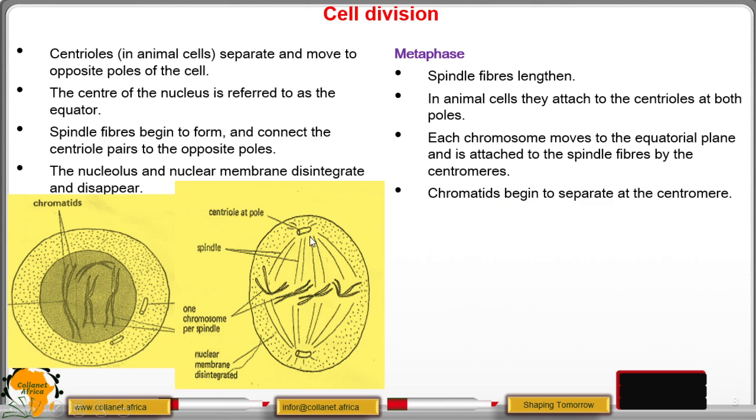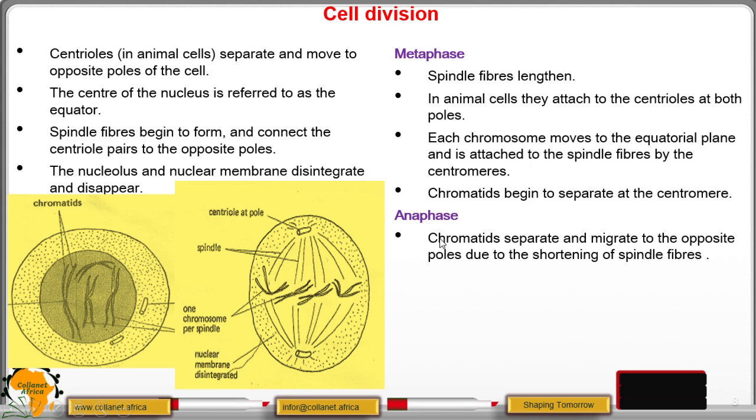So this is it. They are moving to the poles, like the top and the bottom, just as you know on the surface of the earth we have the North Pole and the South Pole, and the chromosomes or the chromatids are here at the equator or at the center, and they are being attached to the center by the spindle fibers. So the next stage is what we call anaphase, and during anaphase, chromatids separate and migrate to opposite poles due to the shortening of these spindle fibers.